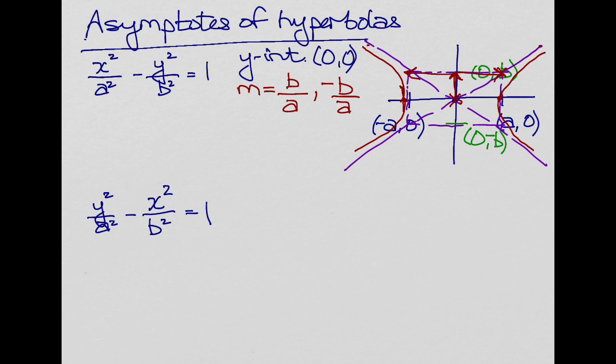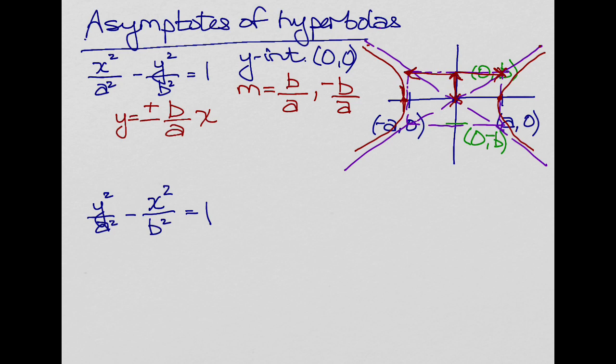The y-intercept for each of them is 0, 0. That's enough. I can write the equations of those 2 lines. y equals, I have one slope that's positive, and one slope that's negative, but the numerical values are both b over a times x, and then plus the y-intercept, but the y-intercept's 0, so I'm not going to write that.